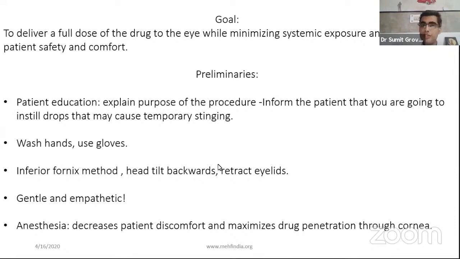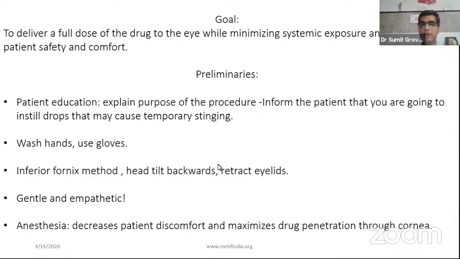To deliver a full dose of drug to the patient without any systemic exposure, with patient safety and comfort. Preliminaries are patient education. It's not that a patient comes and you put the medicine directly in the eye, and not even gently. No. Explain the purpose of the procedure.